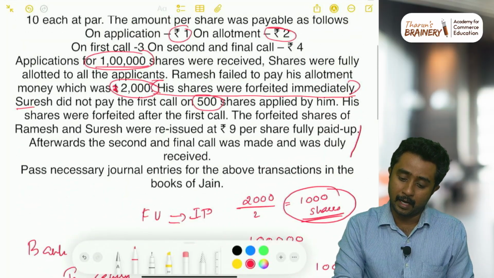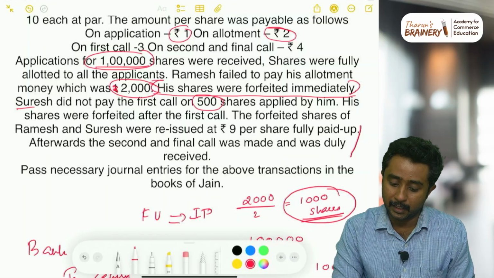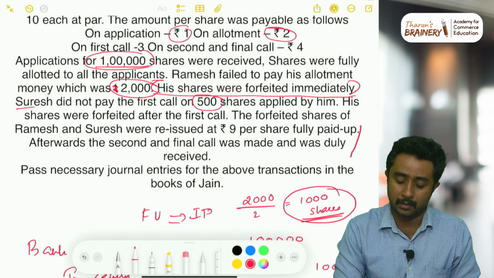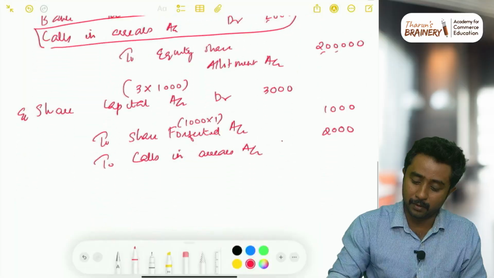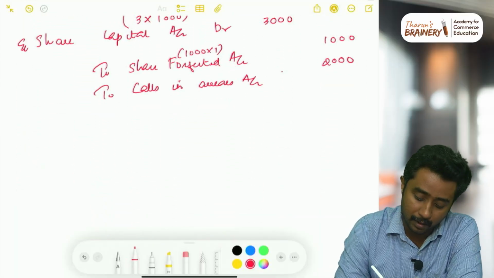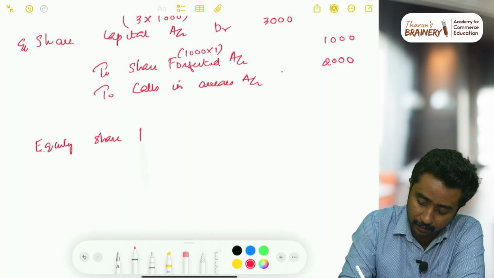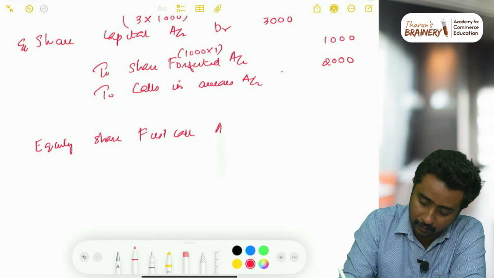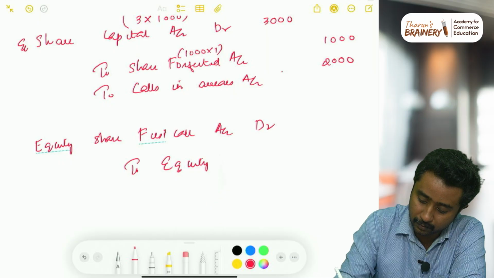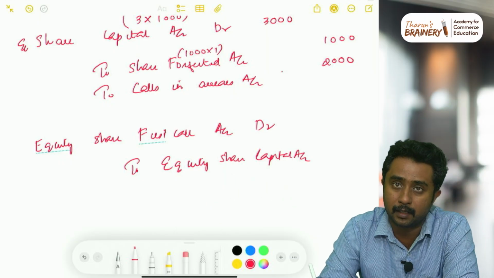They are saying afterwards Suresh did not pay the first call on 500 shares applied by him. His shares were forfeited after the first call. That means indirectly they are saying they are going ahead with the next installment. So when they go to the next installment, what is the next entry? First we have to write the journal entry for first call amount due. So we'll be writing equity share first call account debit to equity share capital account.